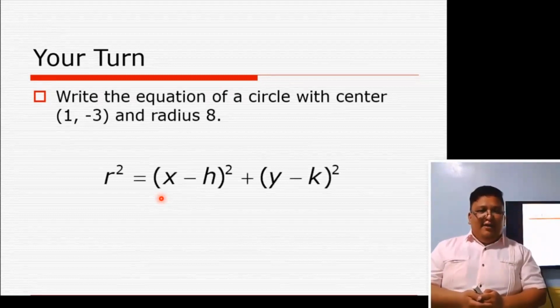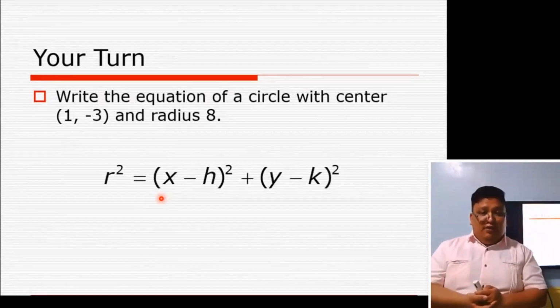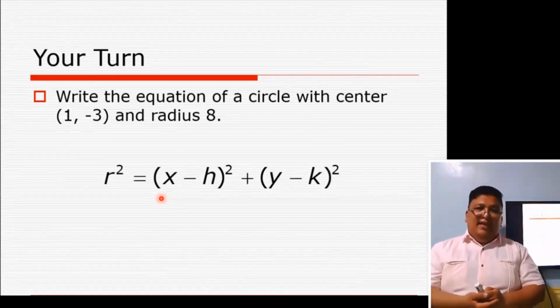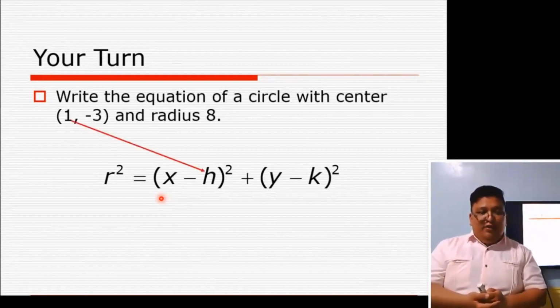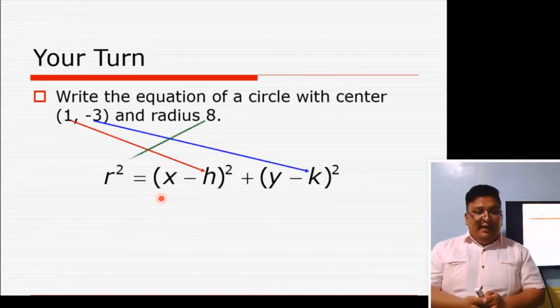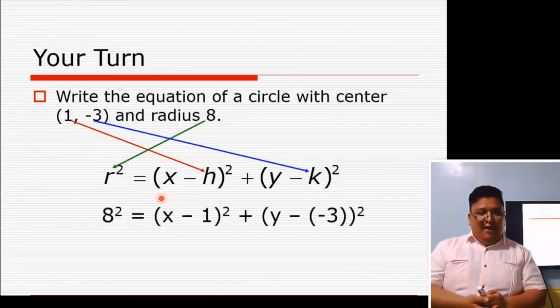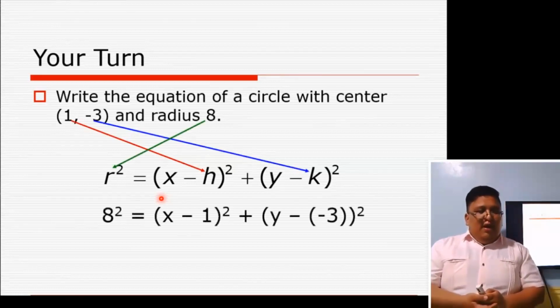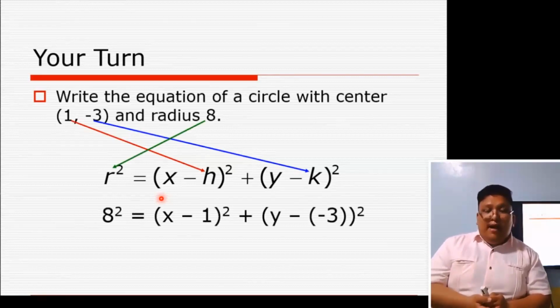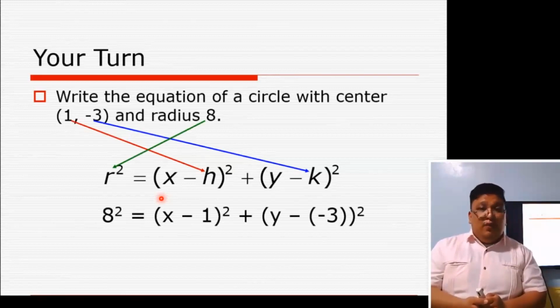Write the general equation of the circle. After that, plug in the necessary data. Our h is 1, our k is negative 3, and our r is 8. Resulting to 8 squared is equal to (x minus 1) squared plus (y minus negative 3) squared.